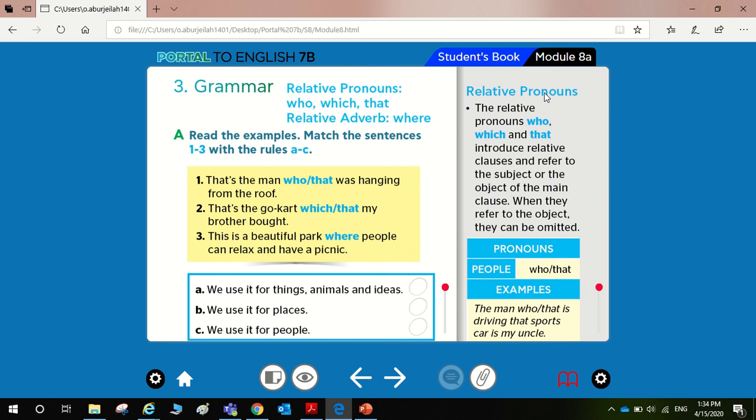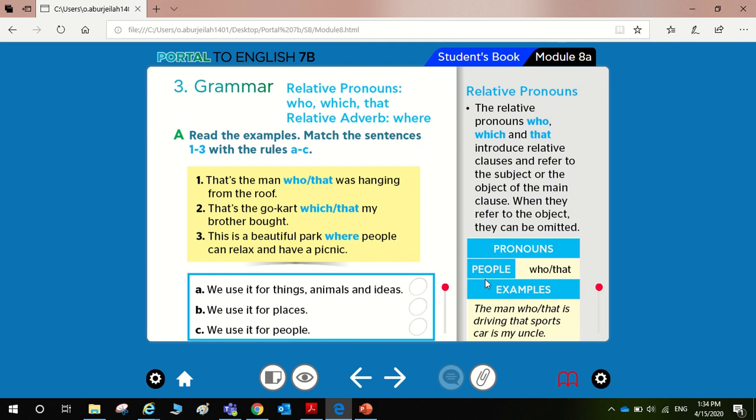Relative pronouns. The relative pronouns who, which, and that. That means who and which, I can replace. The relative pronouns introduce relative clauses and refer to the subject or the object of the main clause. When they refer to the object, they can be omitted. You can omit the object or the relative pronouns.